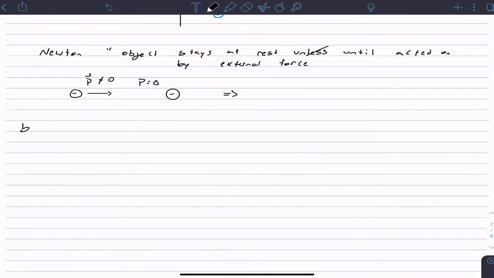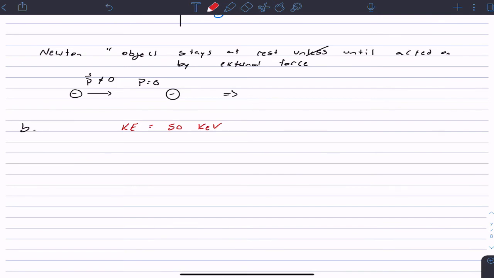Okay, part B, we're asked to find the speed of each electron after the collision. So let's write what we actually know, right? We're actually told that the initial kinetic energy is 50 keV.